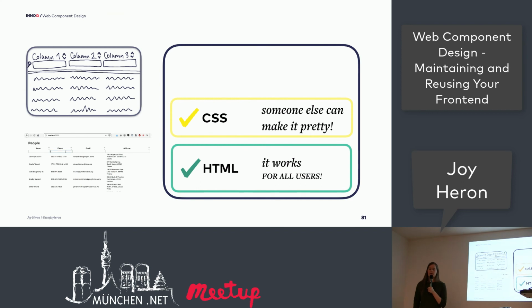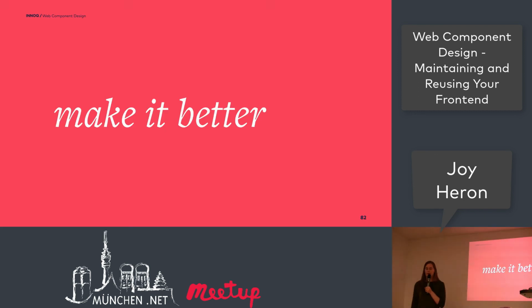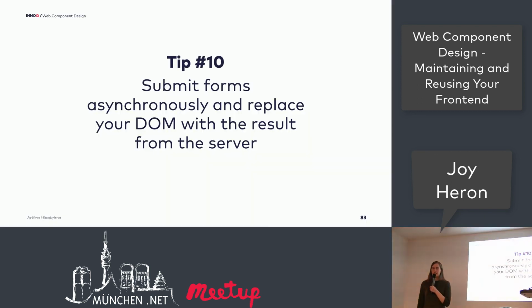With CSS, I'm going to do the same thing as I talked about before, but I'm going to put that on pause for now and not worry about the visual design of the table. But I can make it better using JavaScript. One thing we can do is submit our forms asynchronously, and then replace our document object model in our browser with the result table that we got from the server.